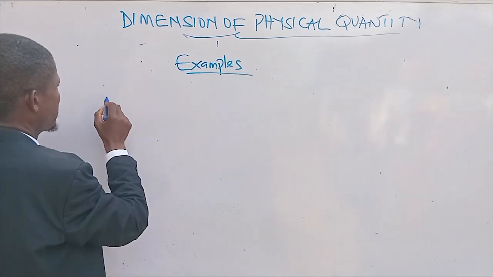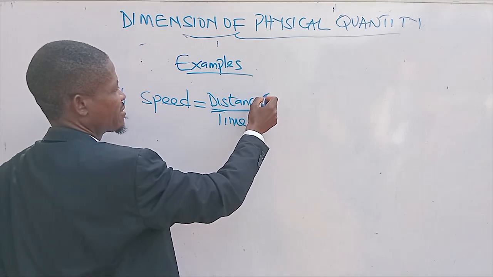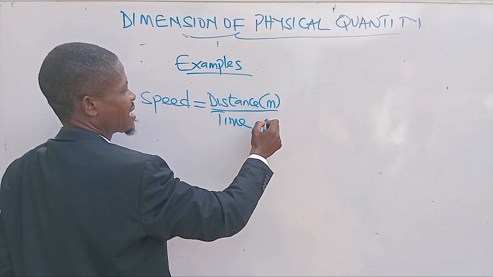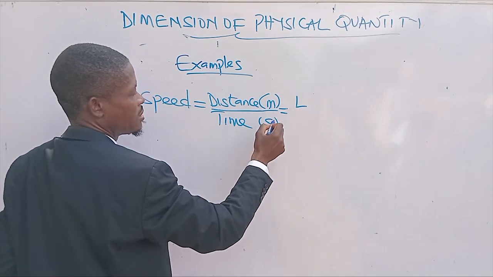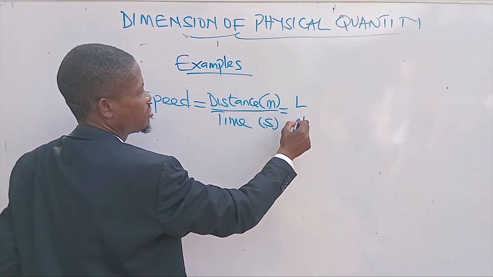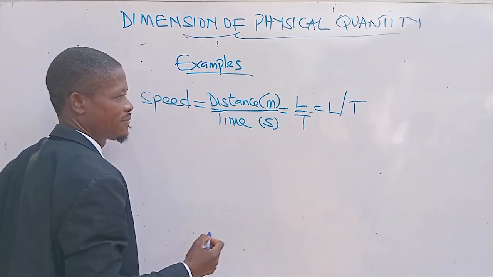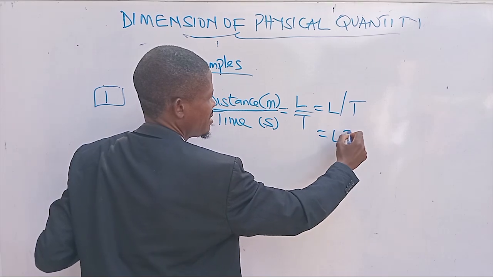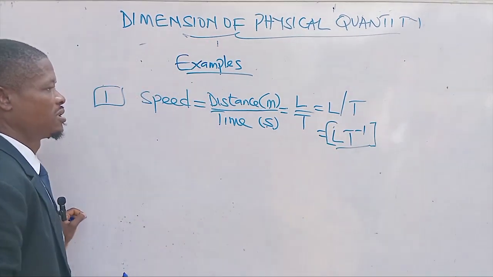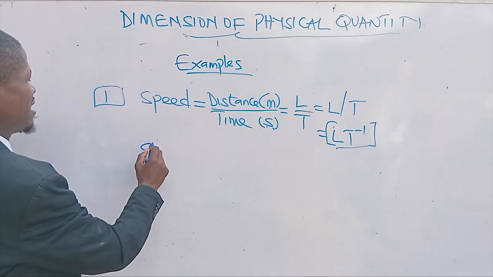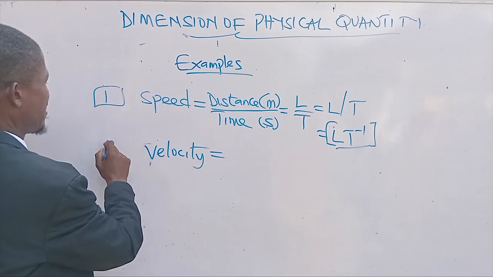Examples of dimension. The first one, I'm going to start with speed, which is distance over time. And don't forget, distance is measured in meter and time is measured in seconds. But the dimension for meter is L. The dimension for time is capital T. So this is equal to L over T, which is the same thing as L T minus 1. That's the dimension for speed. Speed and velocity have the same dimension.